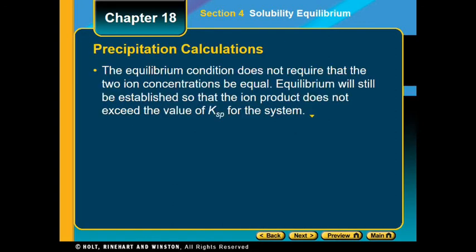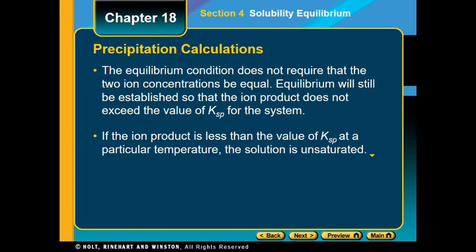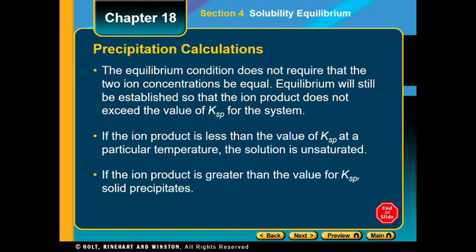Some more information here. Equilibrium condition does not require that the two ion concentrations are equal, so we will look at an example of where they're not equal. If the ion product is less than the value of KSP at a particular temperature, the solution is unsaturated. So we can have our ion product being different from the KSP value. If the ion product is greater than the value for KSP, the solid will precipitate.